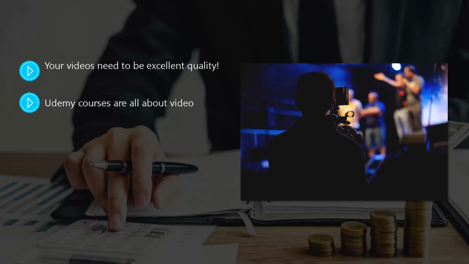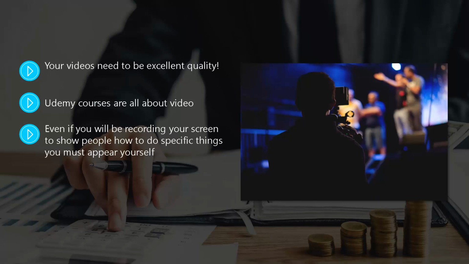So you need to overcome any camera shyness and get in front of the camera and start to teach people. Yes, you will need to appear on camera. In fact, we recommend that a minimum of 20% of your course content needs to be with you in front of the camera. Even if you will be recording the screen to show people how to do specific things, you must appear yourself. Your course will not be well received by your students if you do not make an appearance. It's just the way that it is.